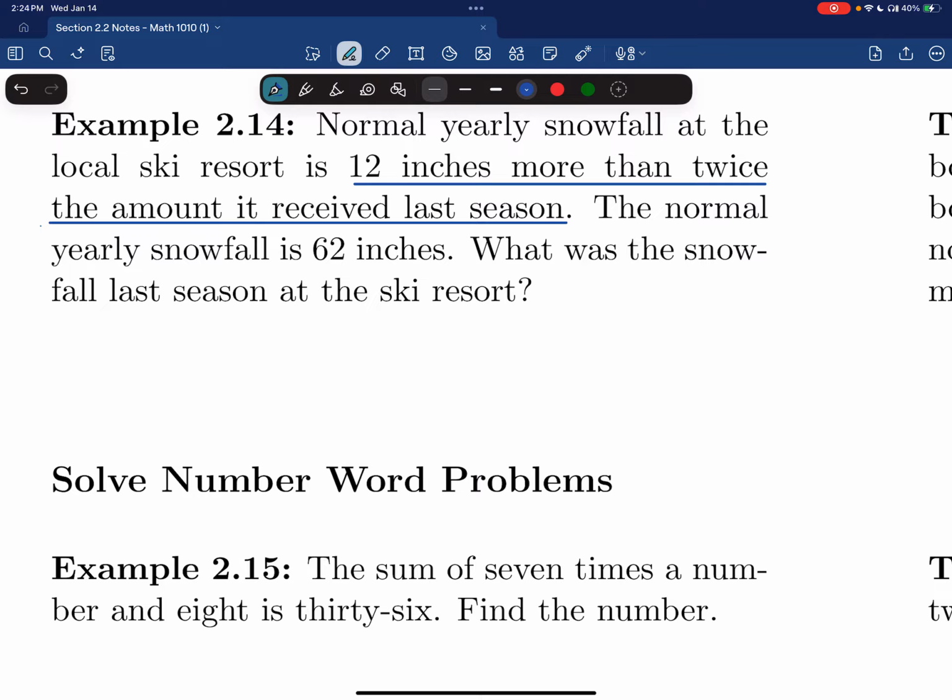So let's write an expression. The amount it received last season is what we're looking for. We can call that the variable x. But the normal yearly snowfall was double that and 12 more, right? 12 inches more than twice the amount. Now, reading this next sentence, it says the normal yearly snowfall is 62 inches. They've told me directly what it is. So I can write 62, and I can take these two expressions I've written and set them equal to each other. Now, I've created a linear equation that I can solve.